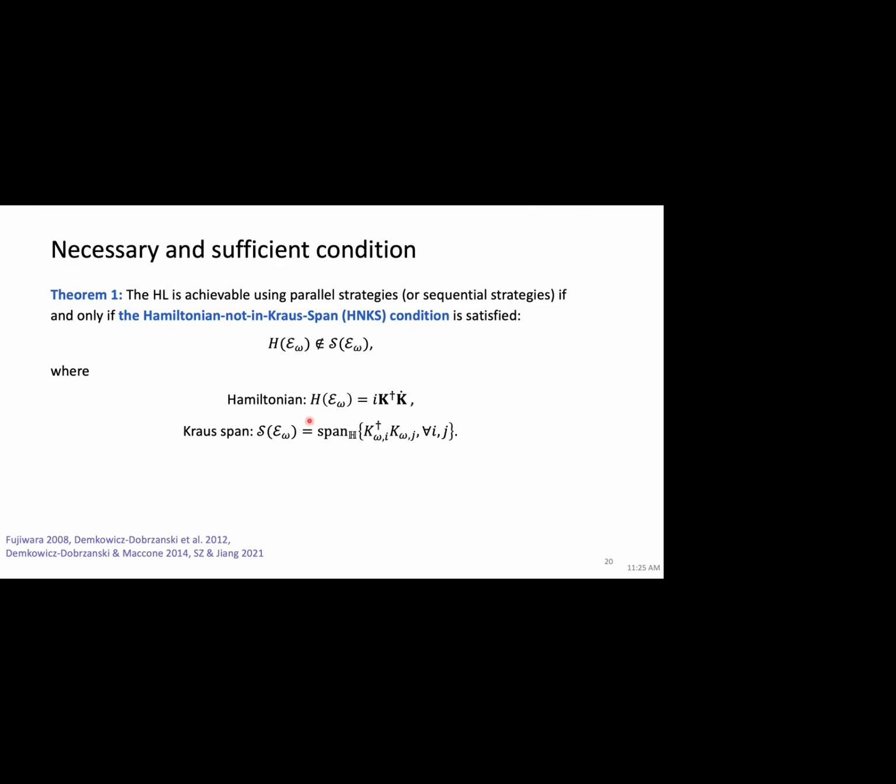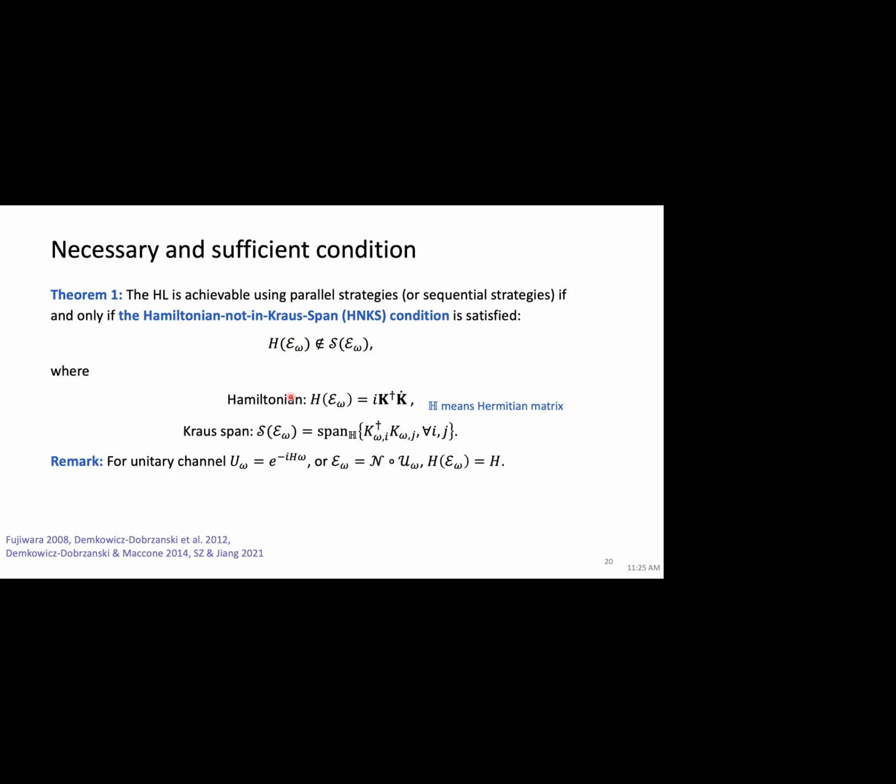For an arbitrary quantum channel, we could define its Hamiltonian by this quantity. And we could also define the Kraus span by this quantity. Here, this double H basically means we're only considering the span of Hermitian matrices. Then if this Hamiltonian is not in this Kraus span, it is possible to achieve the Heisenberg limit. But if the Hamiltonian is in the Kraus span, it is not possible. So it is a necessary and sufficient condition.